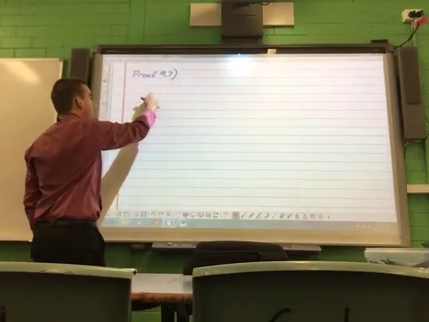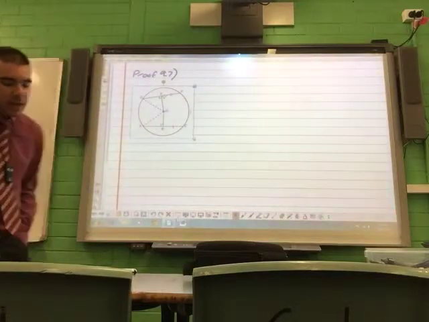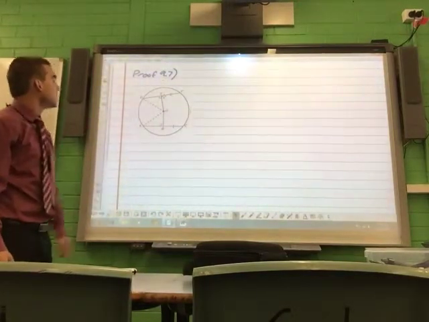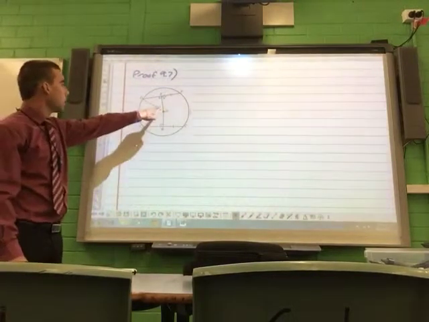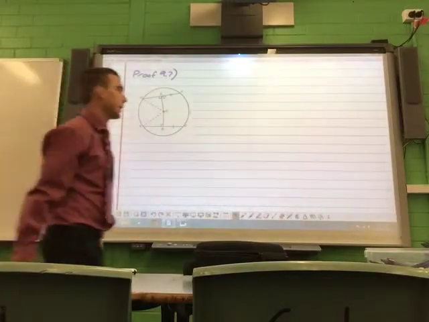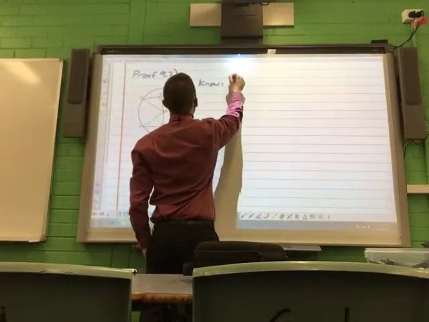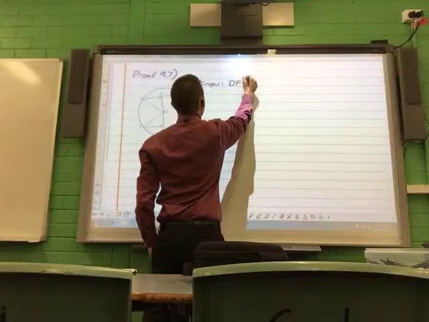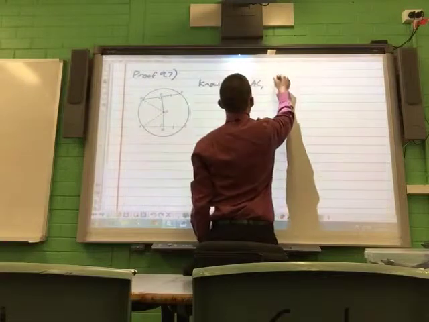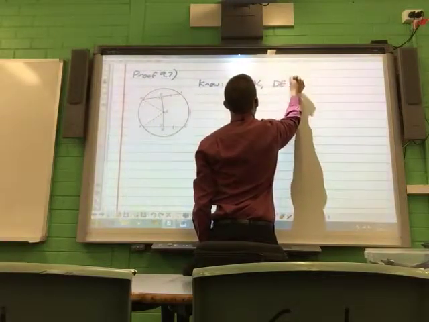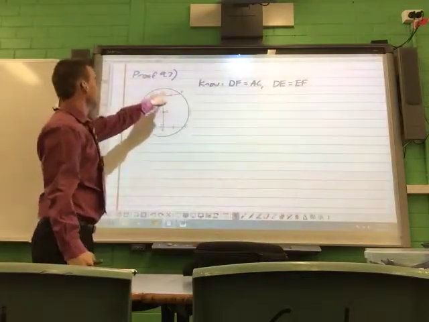9.7. So equal chords are equidistant from the centre. So we know that DF is equal to AC. We want to show that OE is equal to OB. So we know DF is equal to AC. From the last property, we know that also DE is equal to EF. That might come in handy. So this part here is equal to that part there.